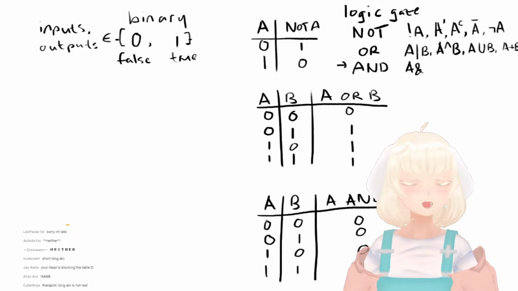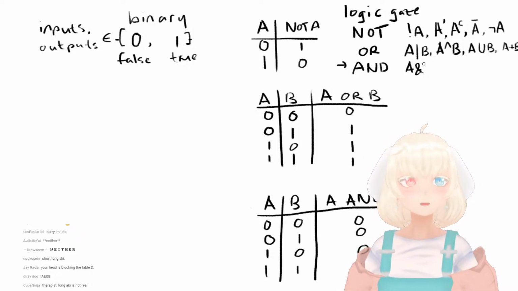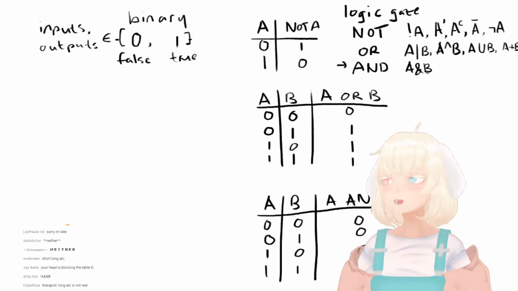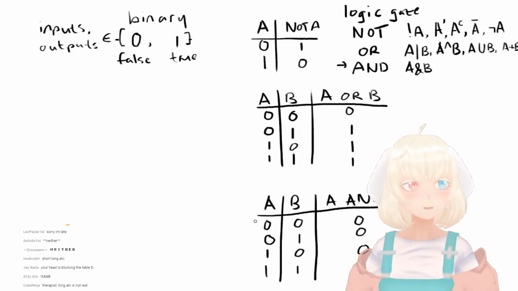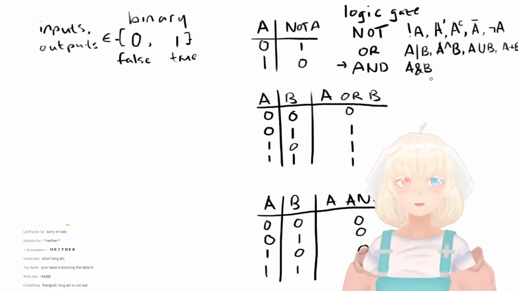It means that if it finds that one of them is false already, it won't even go on to the next input. So it won't check what B is if it knows that A is already 0, so we know that this whole sentence is going to be false.